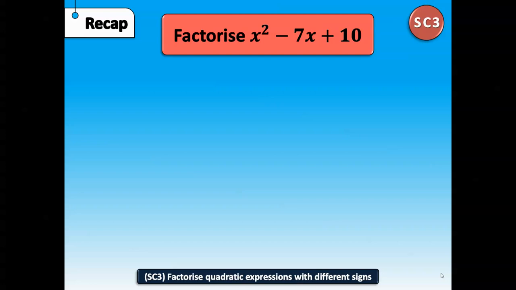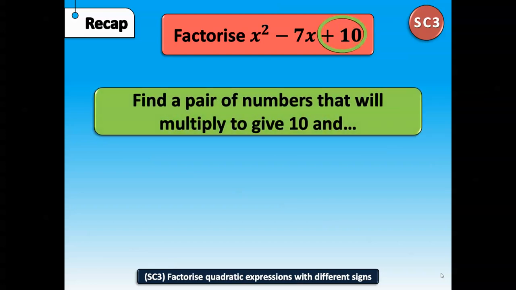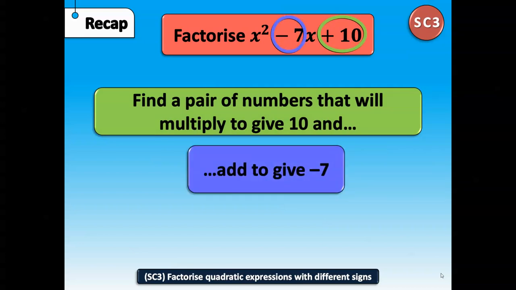Here's another example. So we need to find 2 numbers that will multiply to make 10, but add together to make minus 7. So in this case, it's minus 5 and minus 2. So our brackets will be x minus 5, x minus 2.